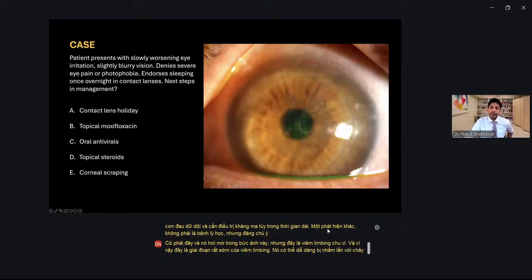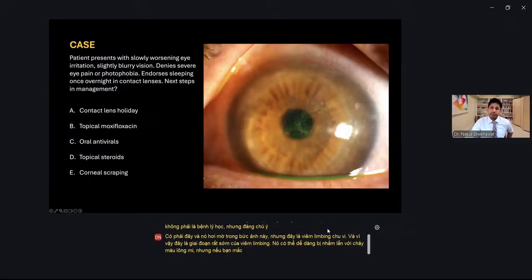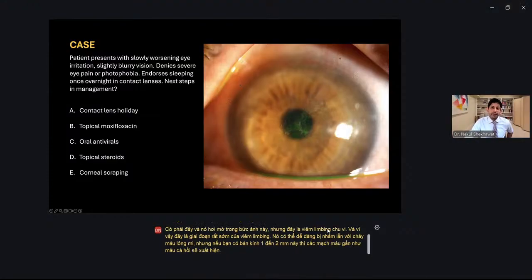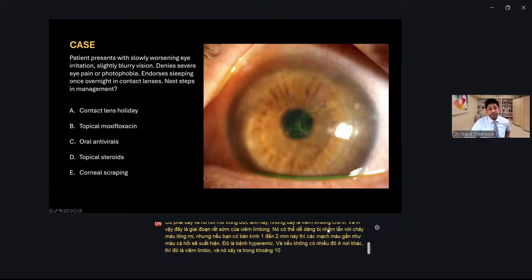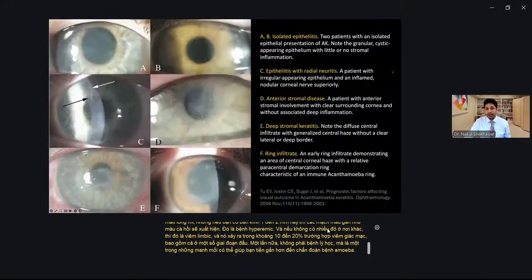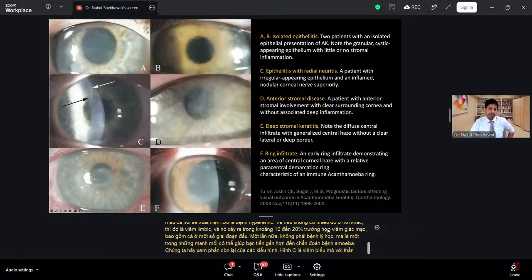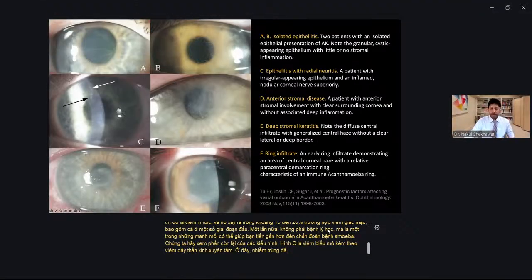But if you have this 1 to 2 millimeter radius of almost salmon-colored vessels that are hyperemic and not much redness elsewhere, then that is limbitis, and that occurs in approximately 10 to 20% of acanthamoeba keratitis, including in some early stages. Again, not pathognomonic, but one of those clues that can tilt you more toward an amoebic diagnosis. Let's look at the rest of the phenotypes. So picture C is epitheliitis with radial neuritis. So here the infection has reached the Bowman's membrane and gone into the nerve layer, the subbasal nerve plexus.